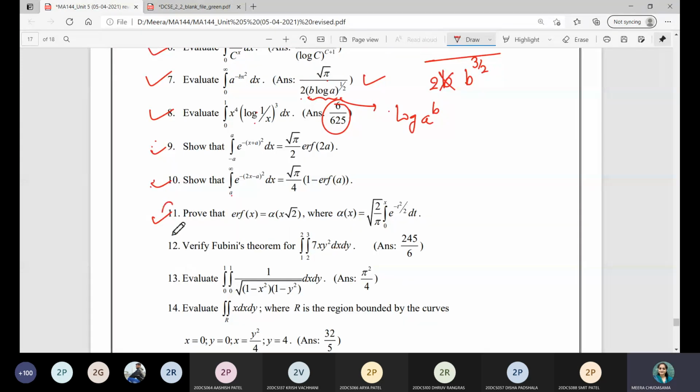Let us do now 11 number example. Prove that error function is alpha of x root 2, where alpha is represented by this integral. मीन्स अल्फा जो है वो आपको एक फंक्शन के फॉर्म में दिया हुआ है, उसमें x की जगह आर्ग्यूमेंट आप अगर x रूट 2 रखते हो तो you will get the error function. That is what the question is asked, right? So we will start with this definition, alpha of x is equal to this one, then what will be alpha of x root 2, and we will try to show that it is same as the error function, right? So let us start with this one.